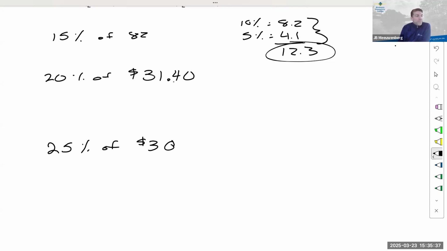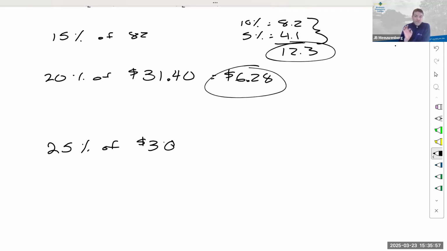20% of $31.40. Again, if we take 10%, we're going to shift that decimal one spot to the left to get 3.14. And if we double that, what is that? 6.28, $6.28.